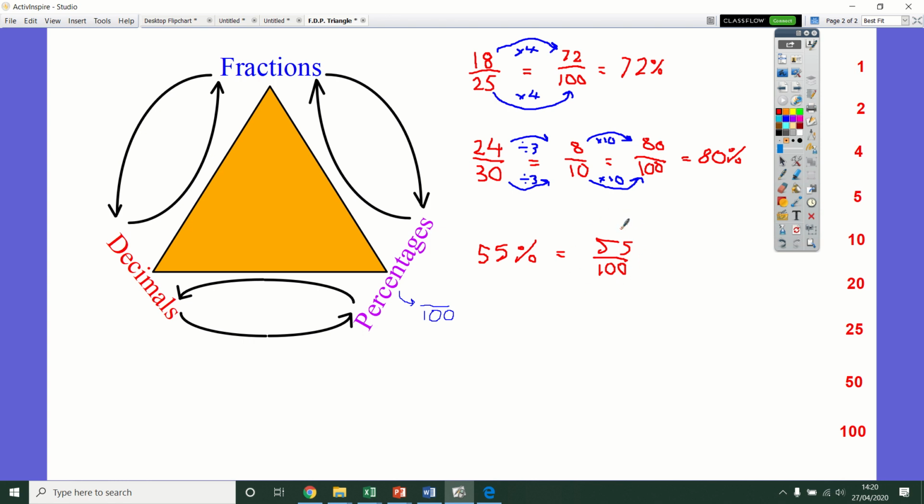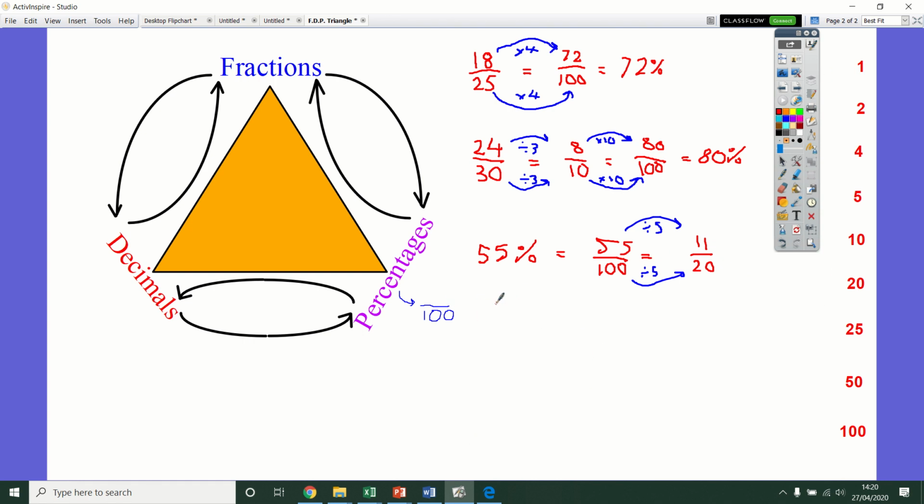This isn't in its simplest form because I can divide both of these numbers by 5. So to get that to simplify, divide by 5, divide by 5. So now my fraction goes down to 11 over 20. And that's my fraction in its simplest form. And you can check that that doesn't go down any further. And let's do one more for luck.